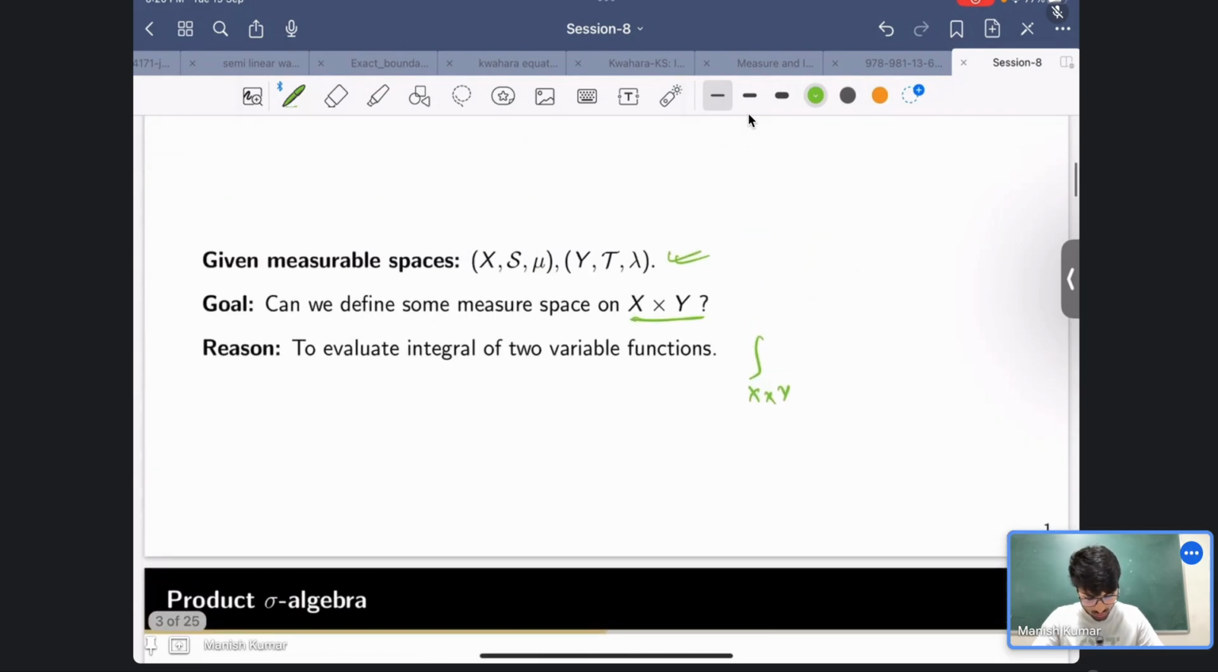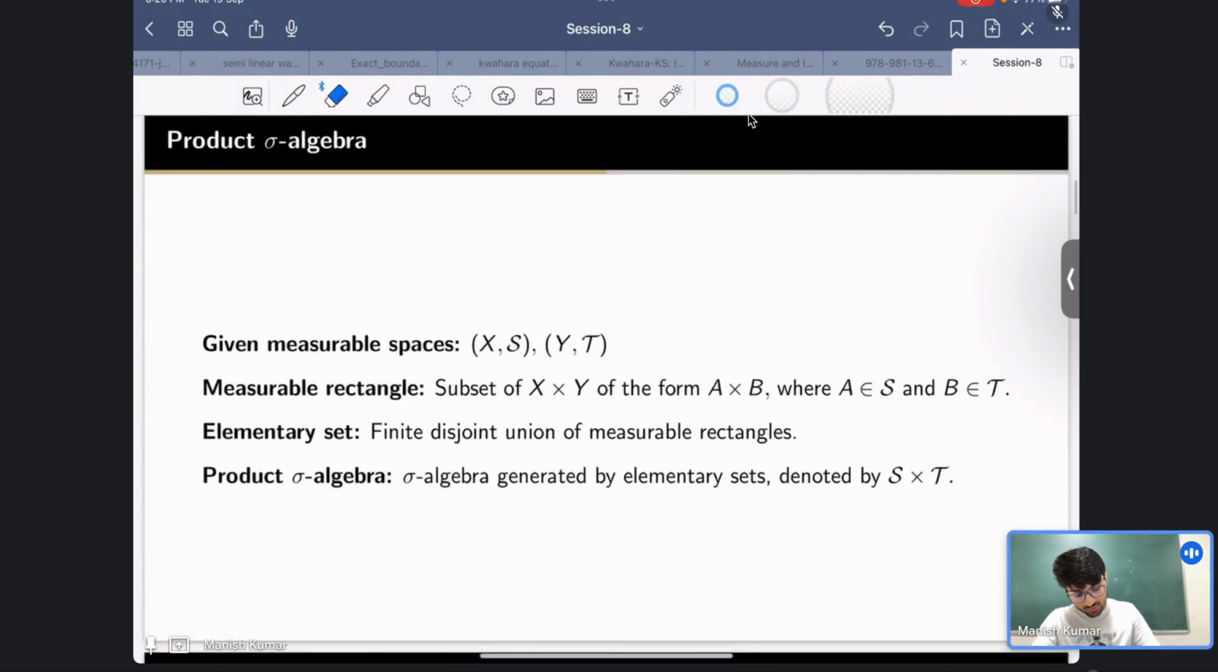Okay, so that's it. Now let's see. Suppose you have these measurable spaces (X, S) and (Y, T). We define a measurable rectangle as A cross B, where A is in S and B is in T. You just take any element from the sigma algebra S and any element from the sigma algebra T and take the cross product. A cross product basically means this set of (a, b), where a belongs to A and b belongs to B. This is just the ordered pair set. So this is your A cross B.